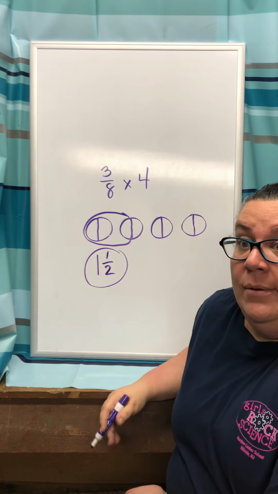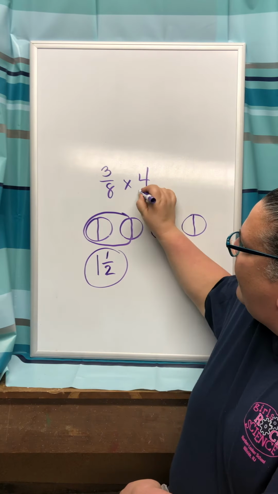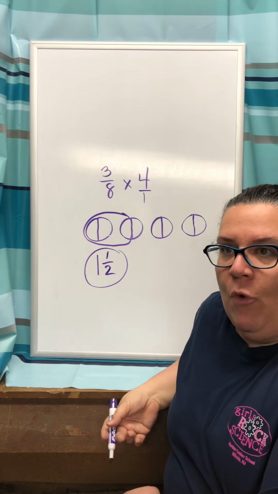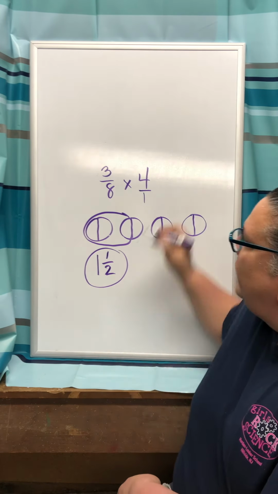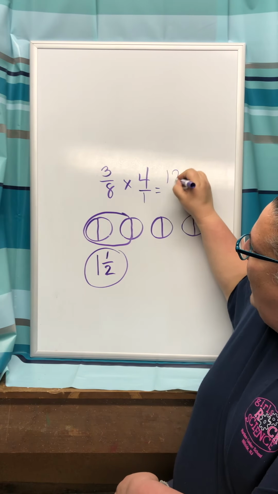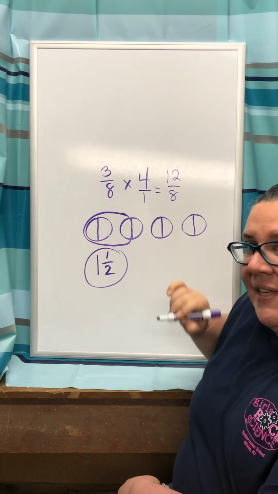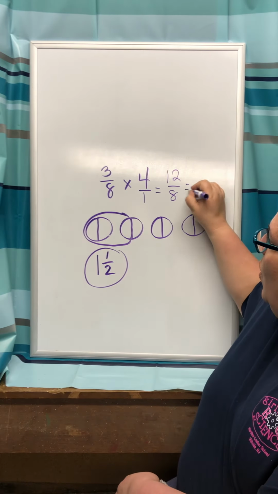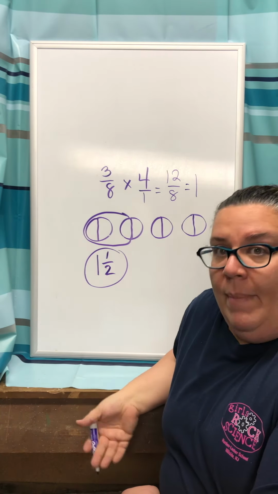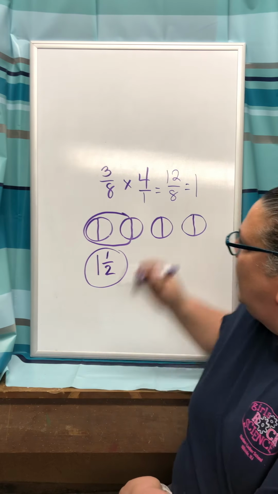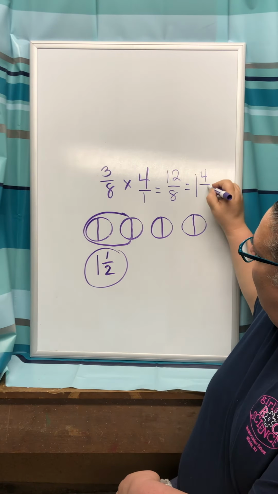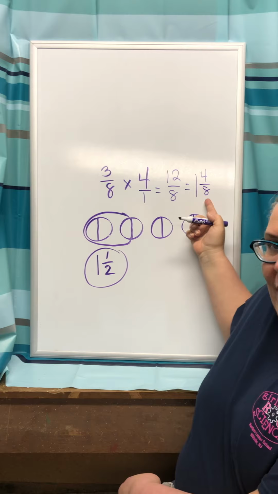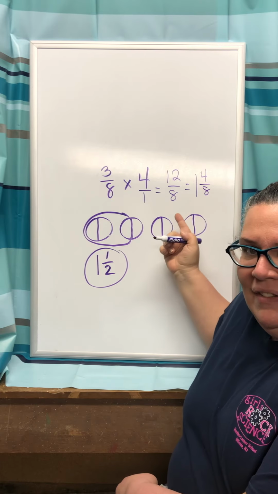Again, going back to strictly multiplication, if I put my 1 under there and make my 4 into 4 ones, I end up with 12/8. How many 8s are in 12? 1. How many parts do I have left? I have 4/8.